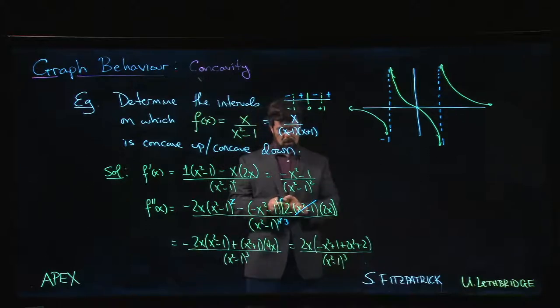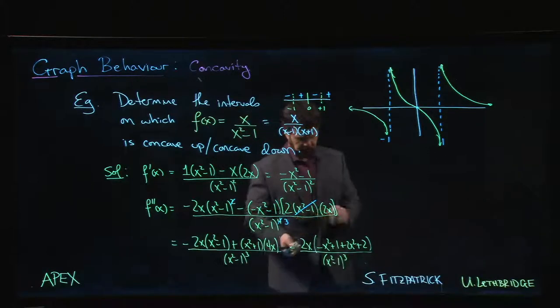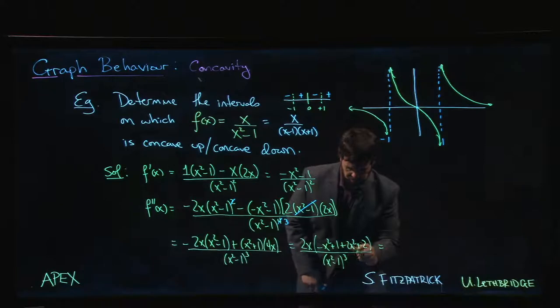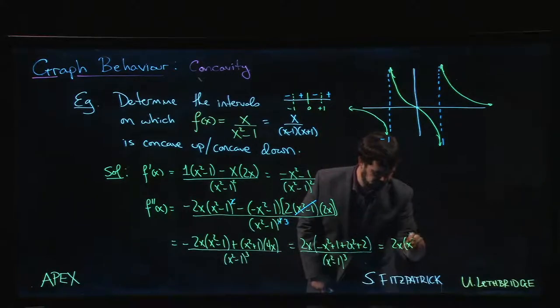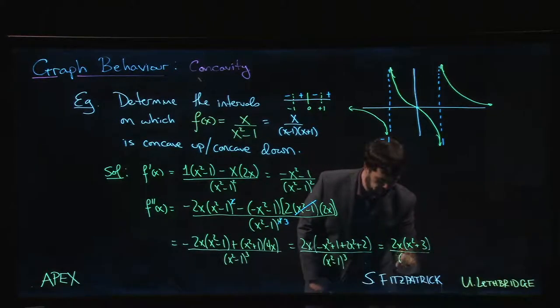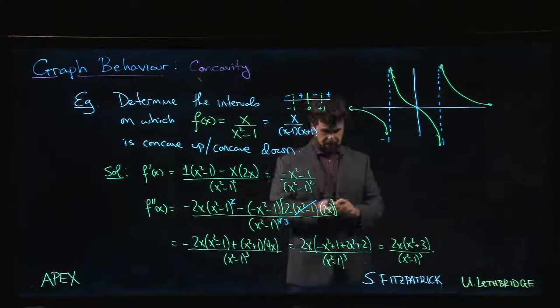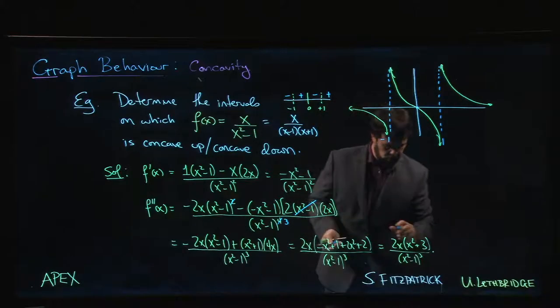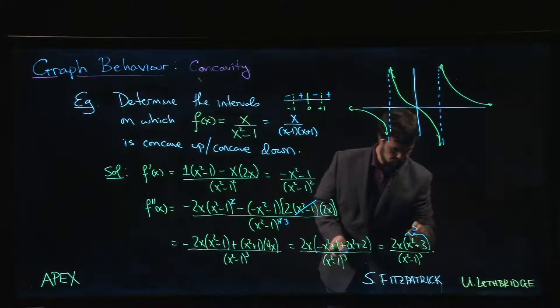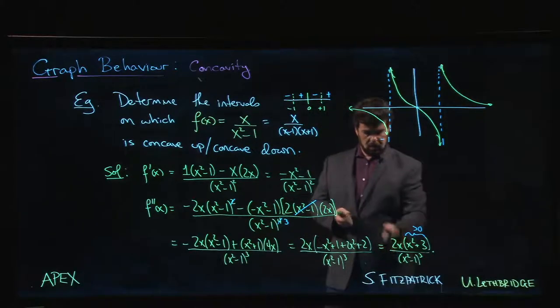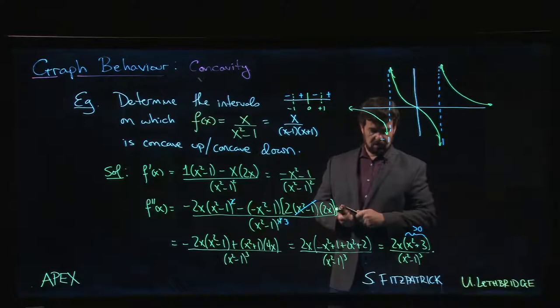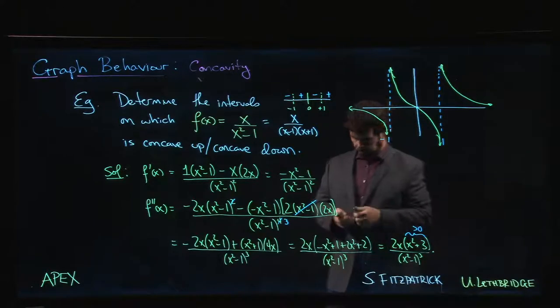All right. So we still have to clean this up. Top: what do we have? 2x, 2x squared minus x squared, x squared plus 3. Now, this is a sum of squares, always positive. So we do indeed have only one zero, right? It's equal to 0 when x is 0.